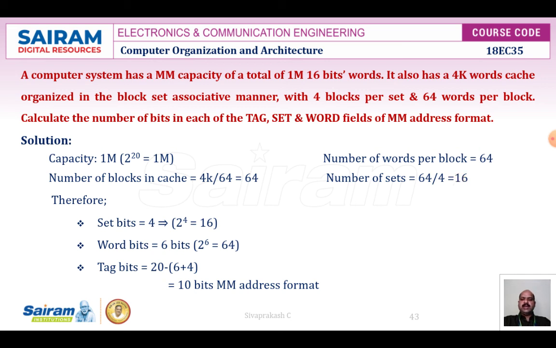Therefore we can easily calculate the set bit is equal to 4. 2 to the power of 4 is nothing but 16. The word bit is going to be 6 bits. 2 to the power of 6 is equal to 64. And the tag bit is 20 minus (6 plus 4), which is nothing but 10 bits in the main memory address format. So set bits of 4, word bits of 6 and tag bits of 10 are going to be available in this particular memory.